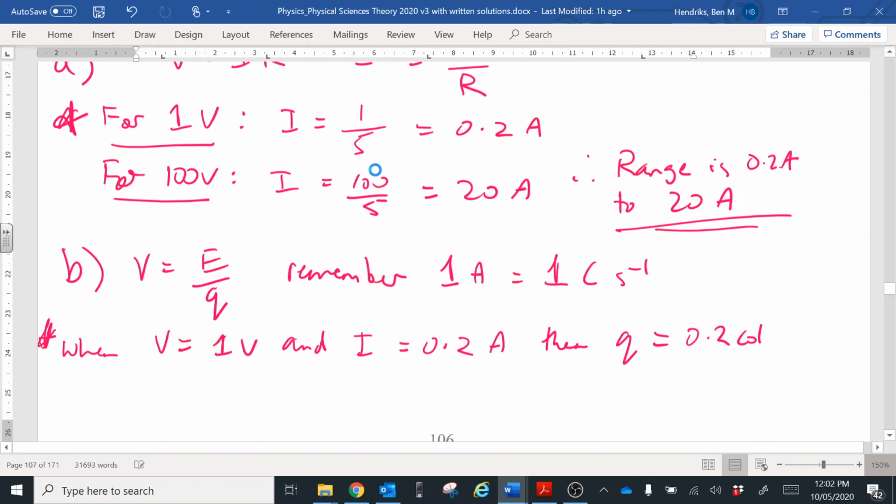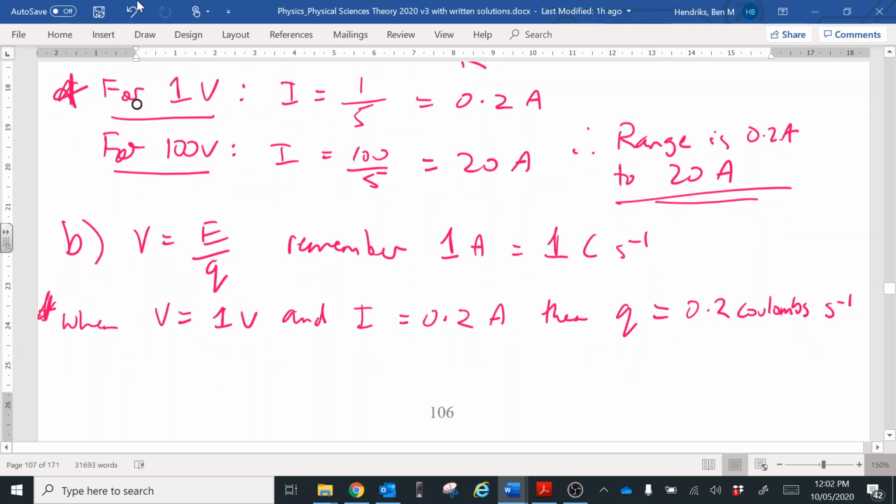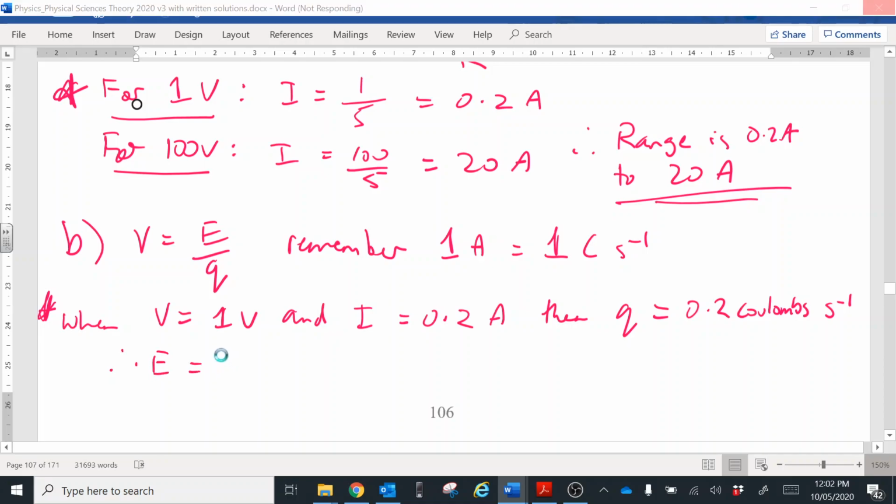That's 0.2 coulombs per second. So per second, the charge is 0.2 coulombs per second. And then if we rearrange V equals E over Q, therefore E equals V times Q.